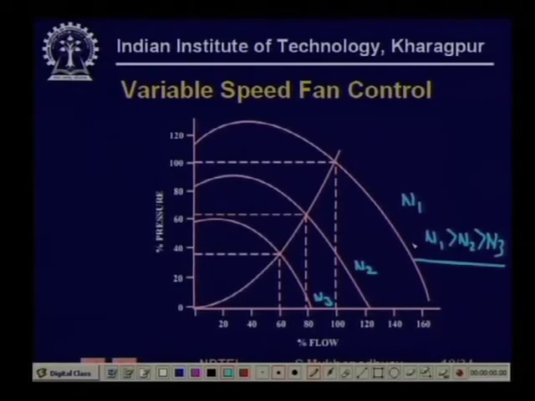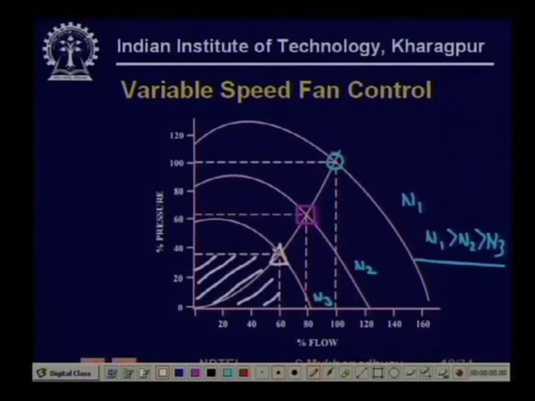Now the operating point will change along this: this is the first one, then this is the second one and this is the third one. So what happens to the power requirements now? The power requirement for the last one is this. Previously, as we were reducing flow, pressure was going up, so the power was not falling. Now, as we are reducing the speed, it is not just that the flow is reducing, the pressure is also falling, and very rapidly too.